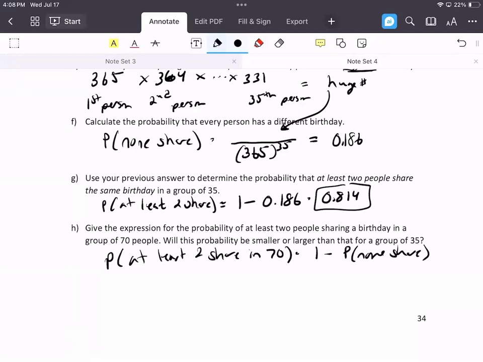Well, I think about it this way. If there are more people, 70 instead of 35, is it more likely or less likely that two people would have the same birthday? And hopefully you think, well, it's more likely. This ends up being 0.999. I don't want to say guaranteed because nothing in life is guaranteed, but it's very likely. So it's the same number of days in a year, but there are more people, so more may share, so the probability is larger.